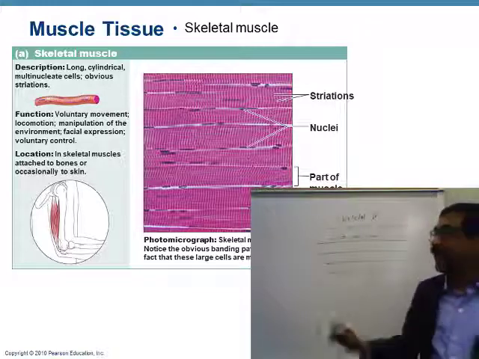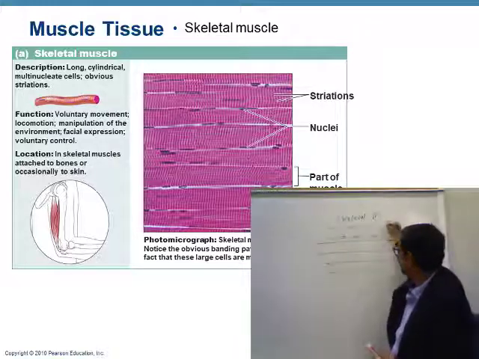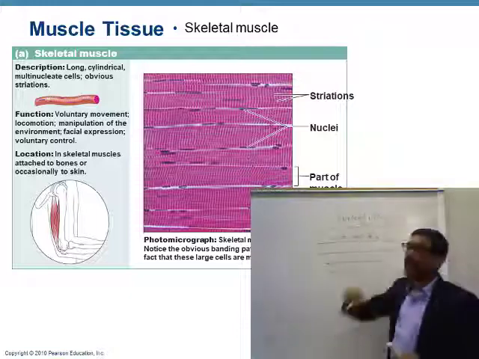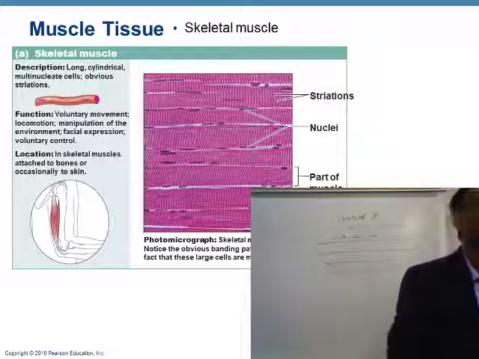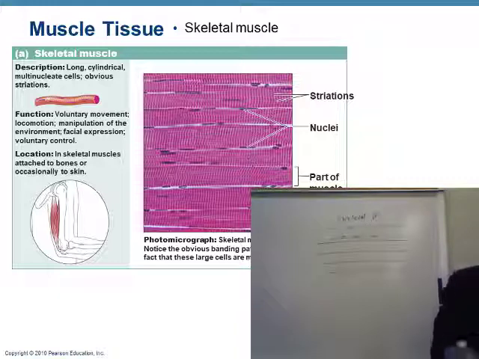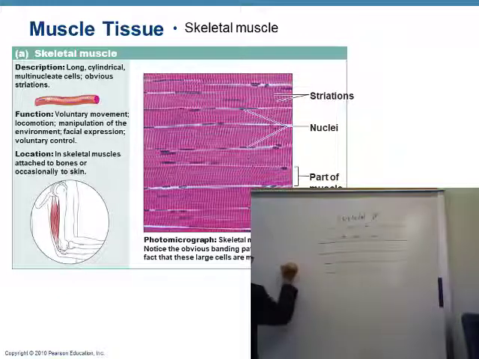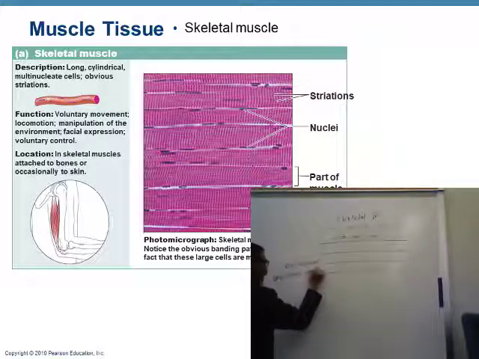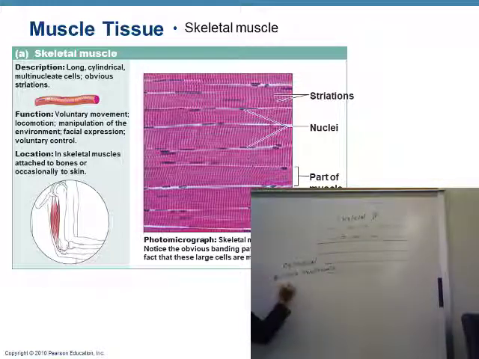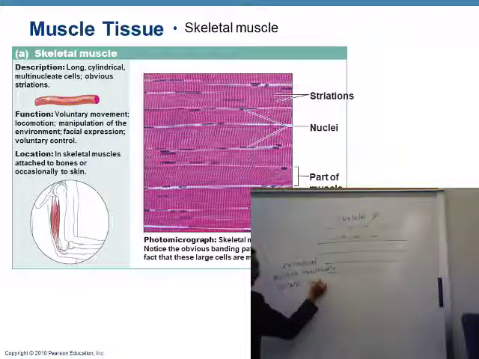And nuclei are not located in the center. They are located attached to the membrane. Peripherally located multiple nuclei. So number one, cylindrical fibers, number two, multiple peripherally, not centrally, peripherally located nuclei. Okay.